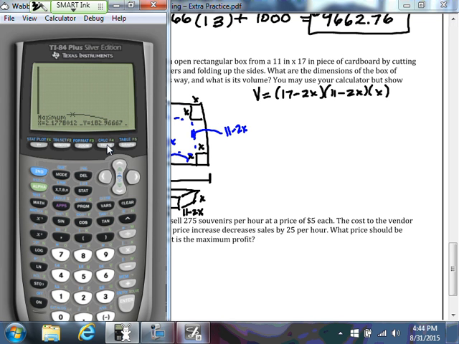So I get 2.178, and I get 182.967. So 2.178 and 182.967. Okay, so x and y. Well, y is just our volume, right? So our x is the amount that we're cutting out.